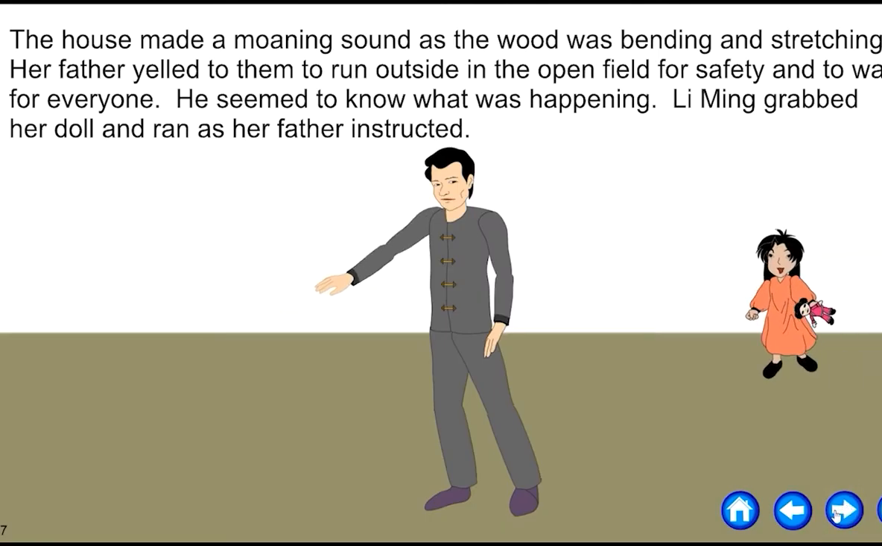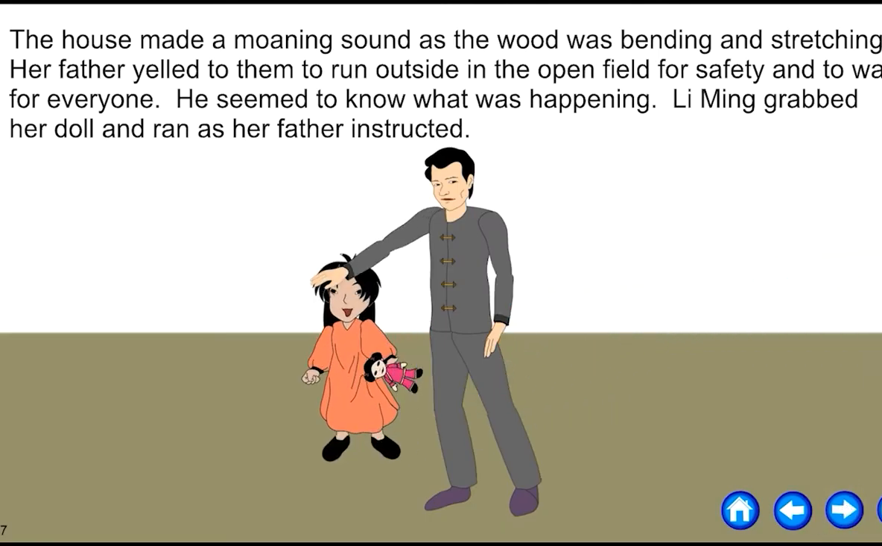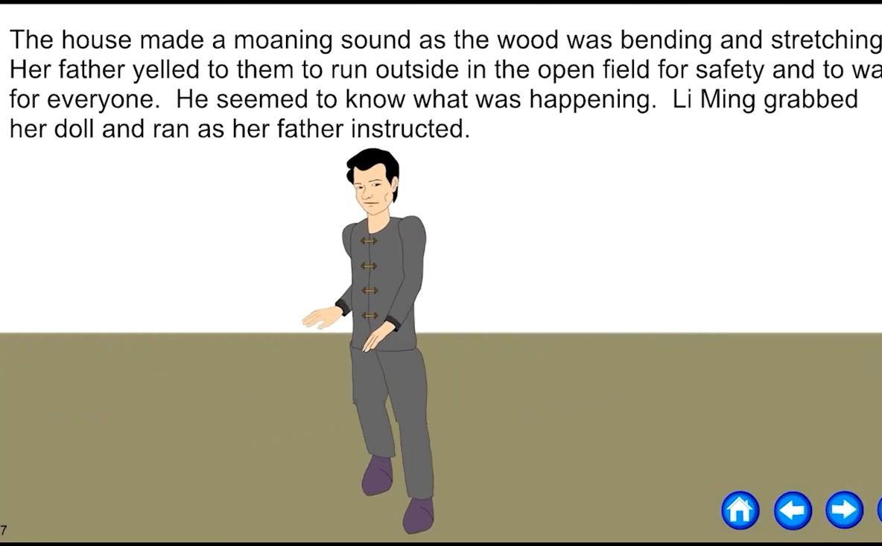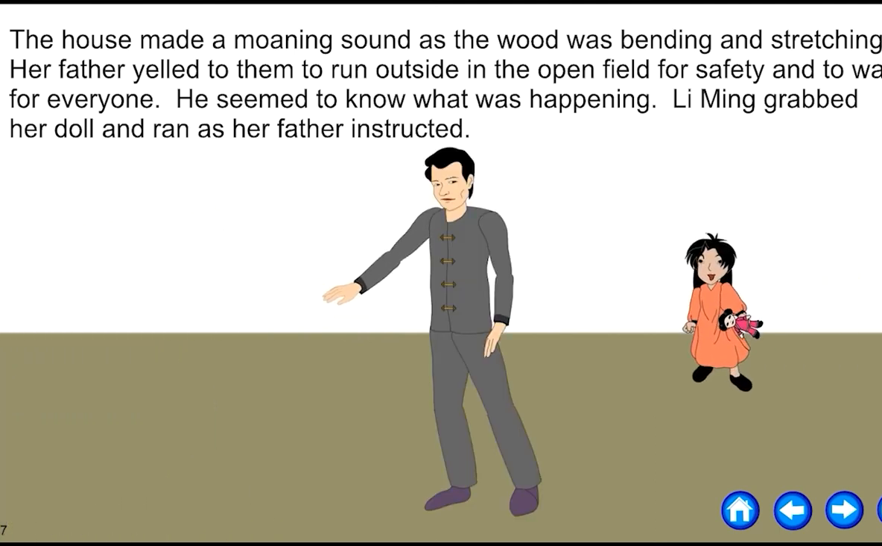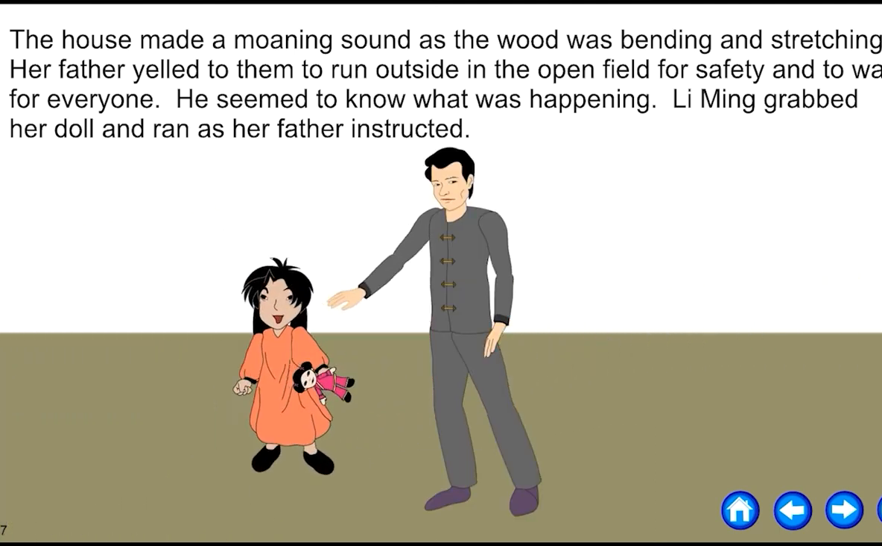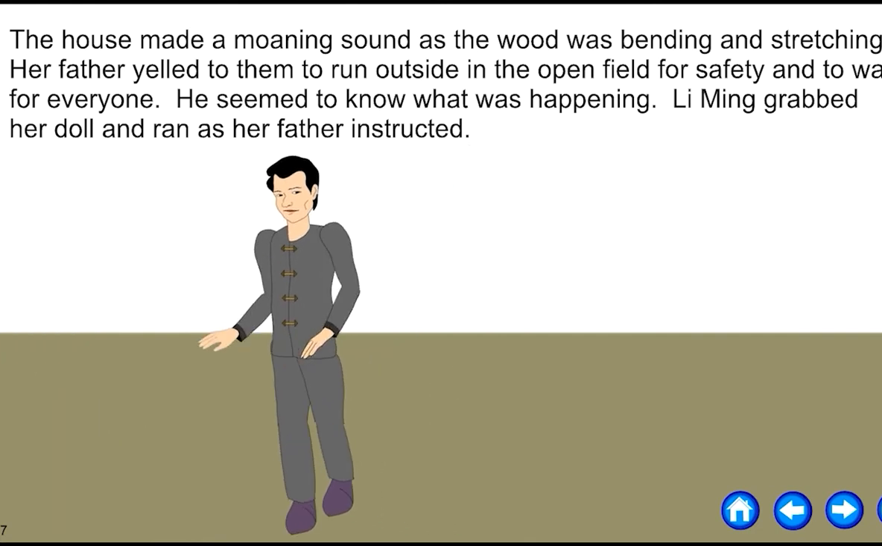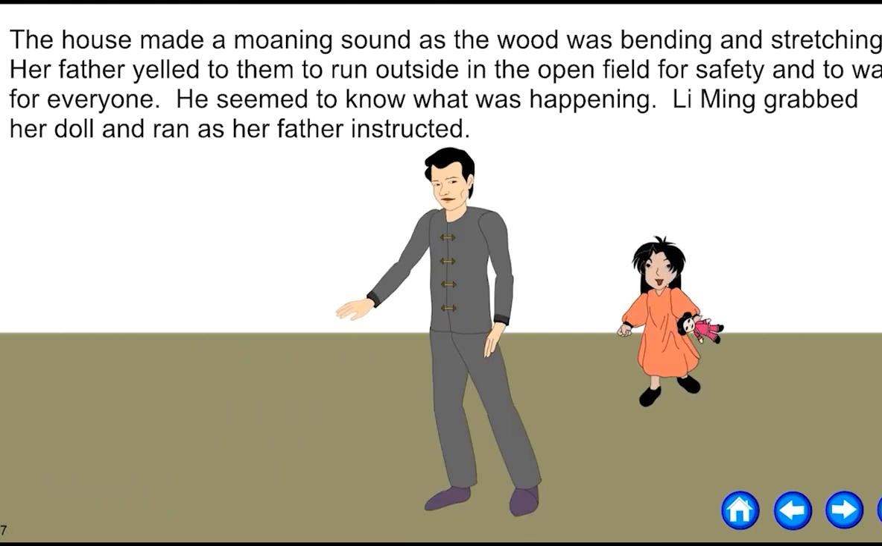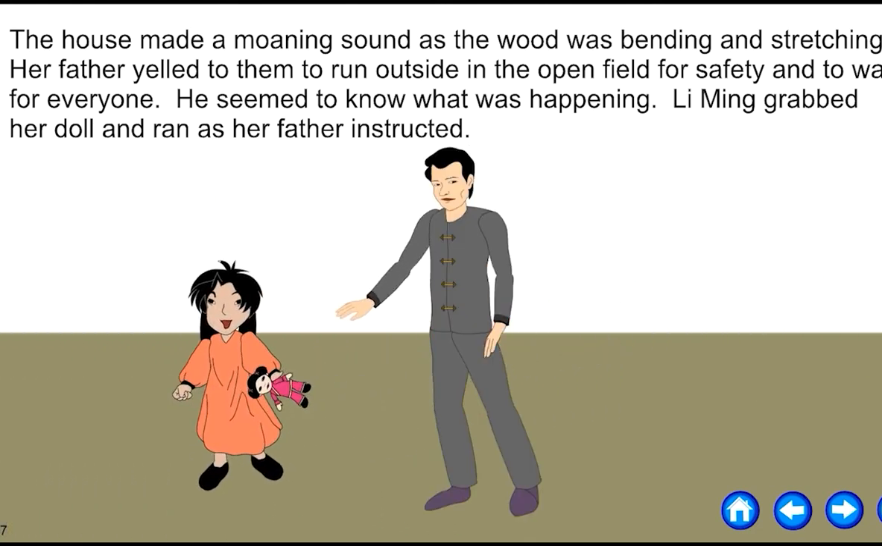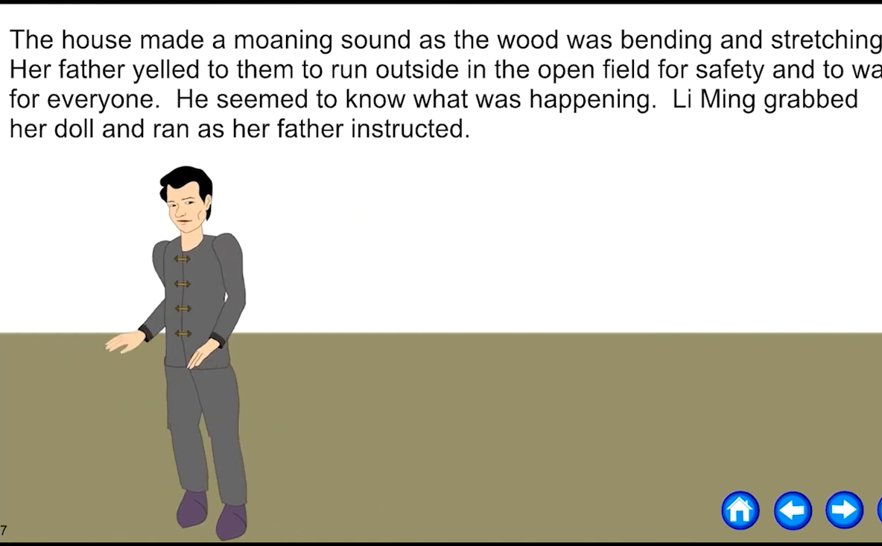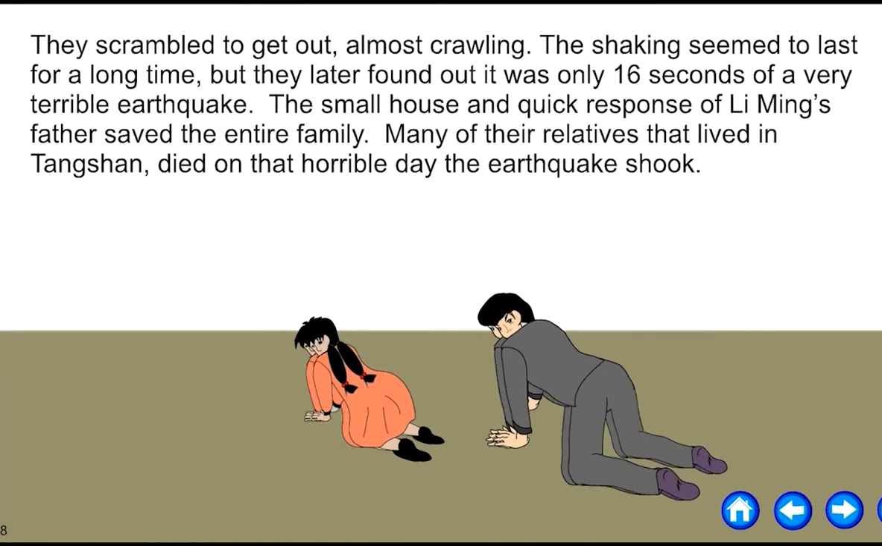The house made a moaning sound as the wood was bending and stretching. Her father yelled to them to run outside in the open field for safety and to wait for everyone. He seemed to know what was happening. Ling Ming grabbed her doll and ran as her father instructed. They scrambled to get out, almost crawling.